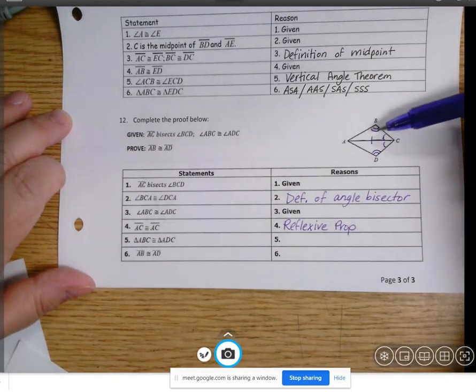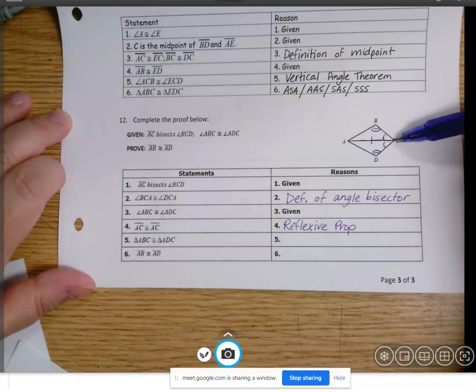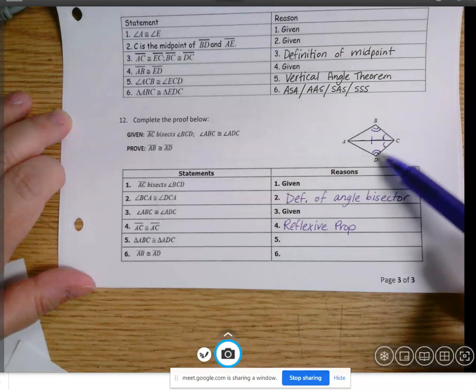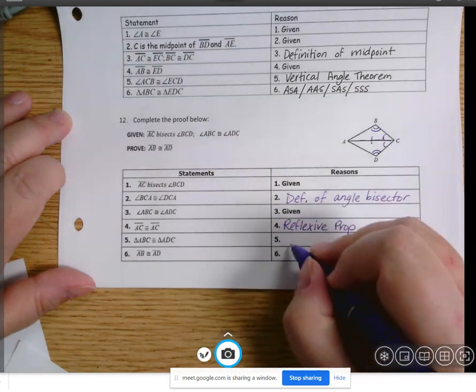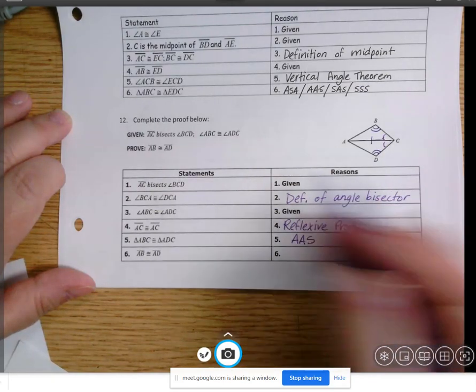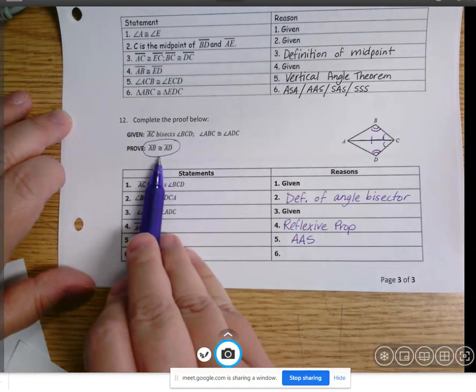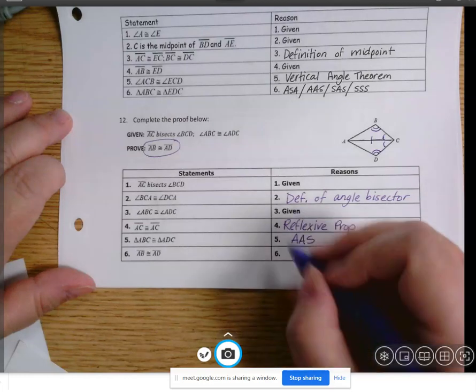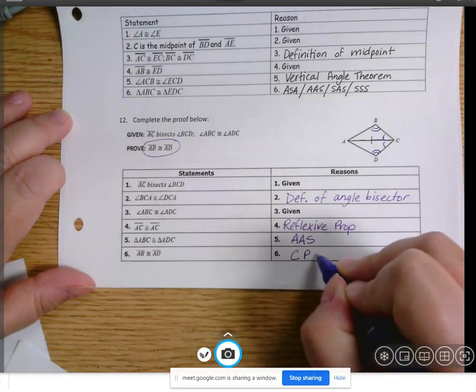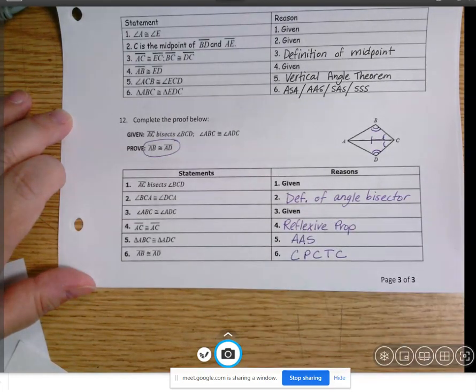And now what I have is two pairs of angles, and I have a side that is not the side between them. So this is AAS. And notice that what we're asked to prove here is not about triangles, it's about their parts. So that's a pair of parts, a pair of sides. So I can say, now that I know the triangles are congruent, the corresponding parts of congruent triangles are also congruent. So that's a CPCTC proof.